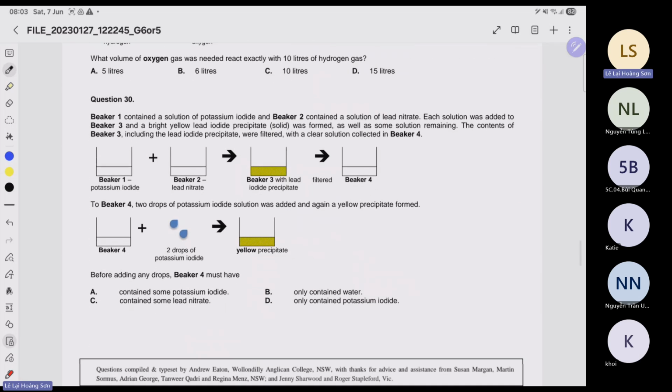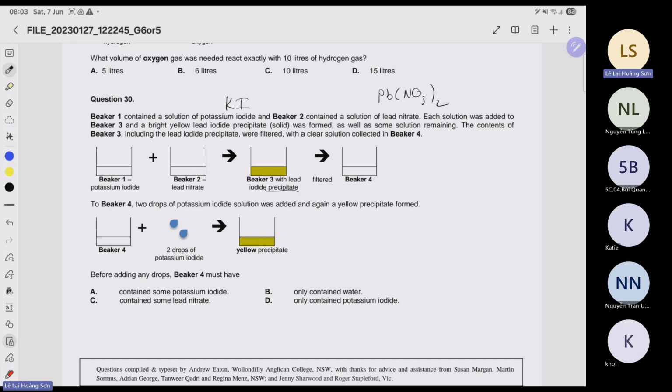And question number 30. Beaker 1 has a solution of potassium iodide, which is KI, and beaker 2 contains lead nitrate, which is Pb(NO3)2. When you combine these two solutions, you will form what we call a precipitate. It's the solid that is not dissolved in the solution. We have formed the precipitate, and then you filter it out, and then you have just the solution again. So it's beaker 4.